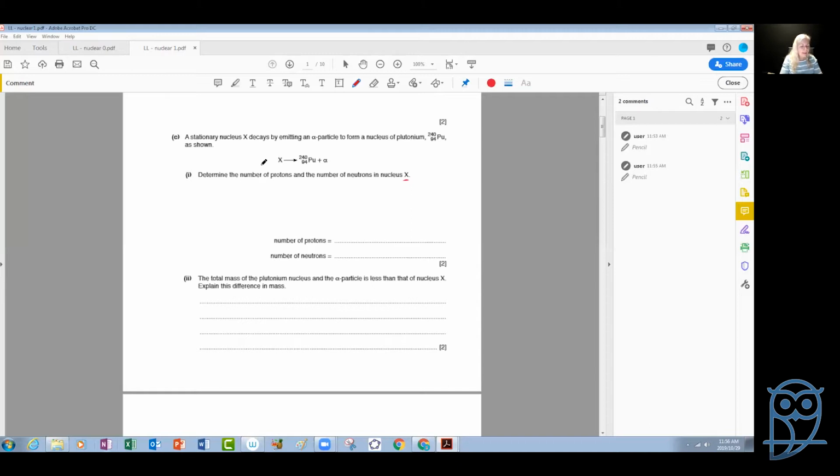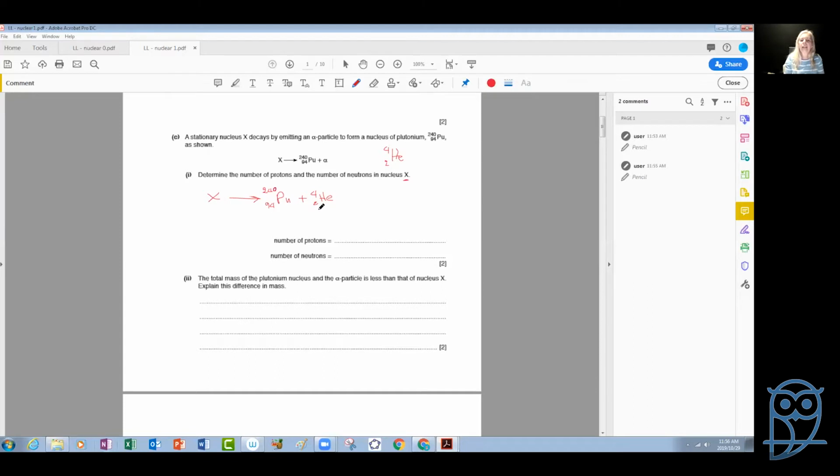Okay, no problem. What is the alpha particle again? We remember it's a helium-4 nucleus. So we need to write down the conservation of charge and the conservation of nucleons. So, the plutonium and the helium. This is 2, this is 4, this is 94, this is 240, given.